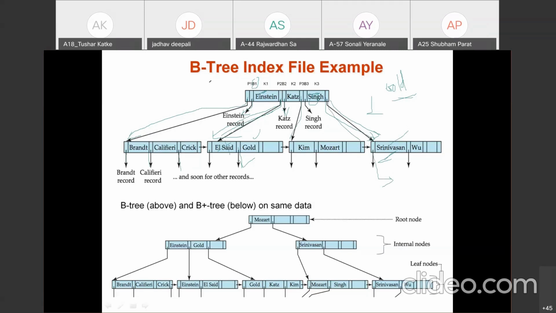Now, what are the advantages and disadvantages of B tree and B plus tree? Write it in the chat box. Fast.